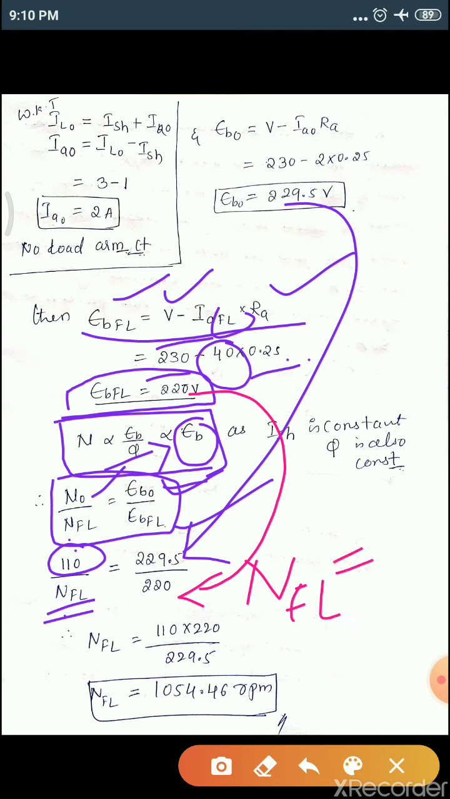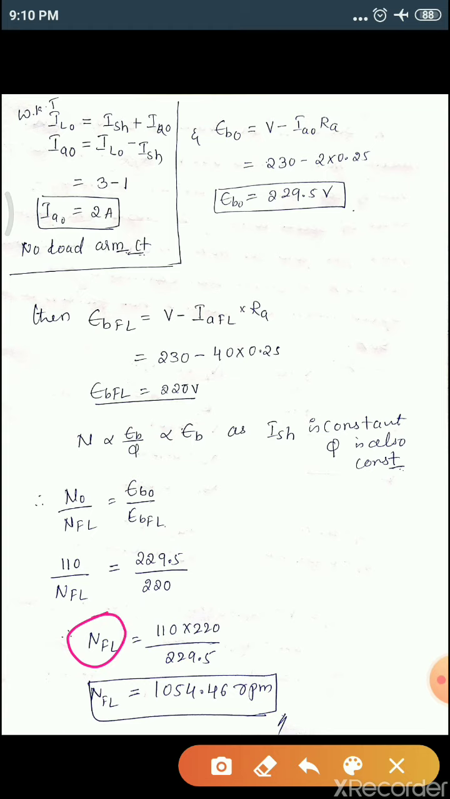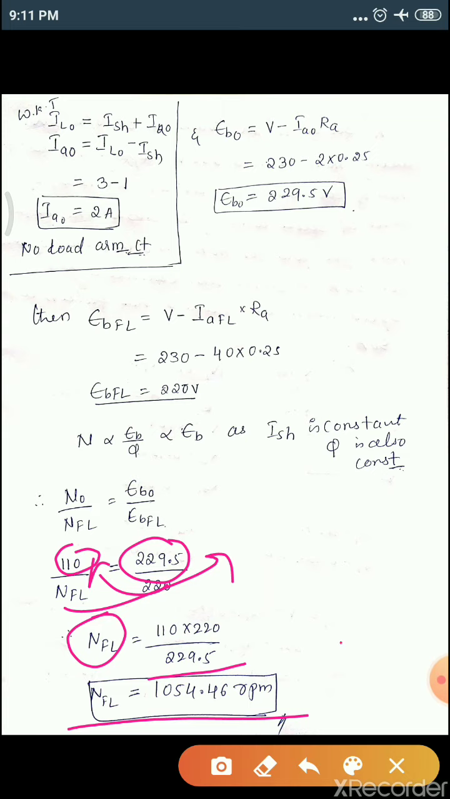Therefore full load speed NFL will be equal to 110 into, sending this one to this side and this one to that side, 110 into 220 divided by 229.5. If you do that, you will get 1054.46 rpm. Just calculate.